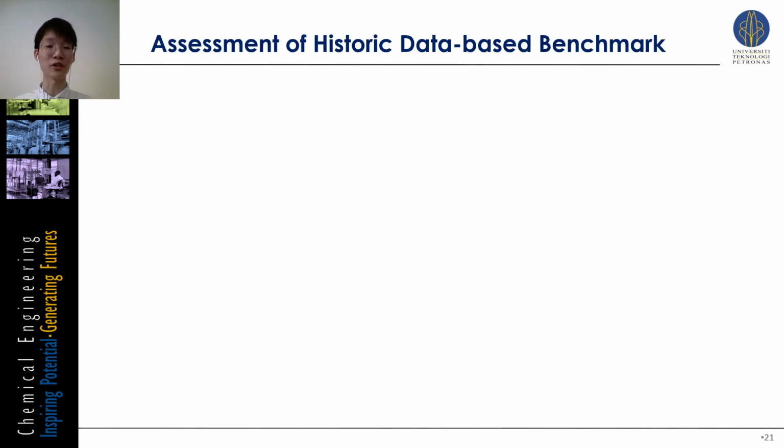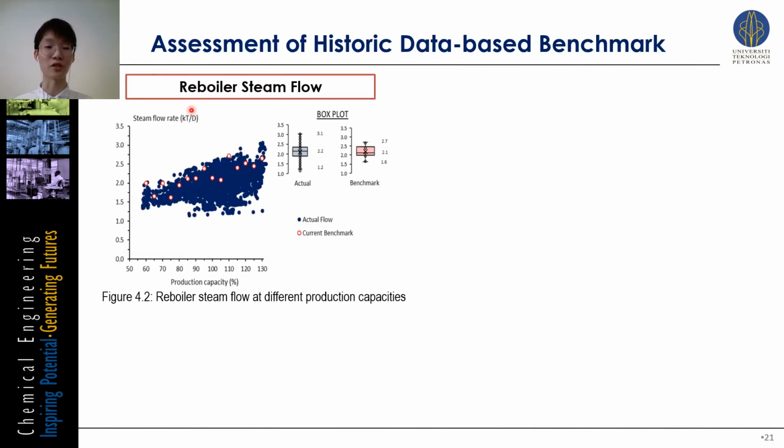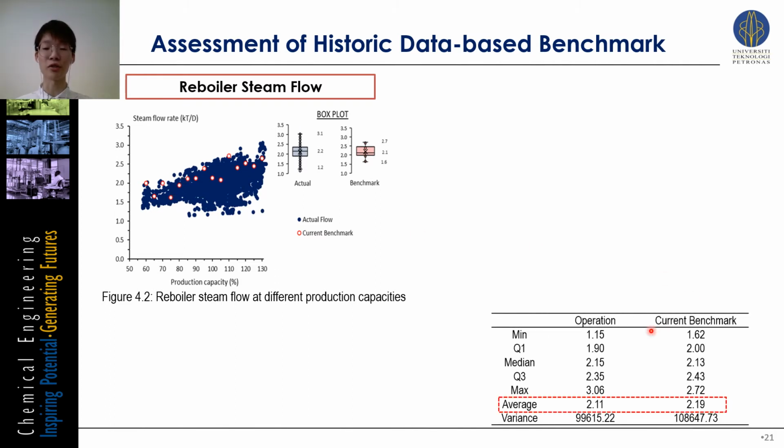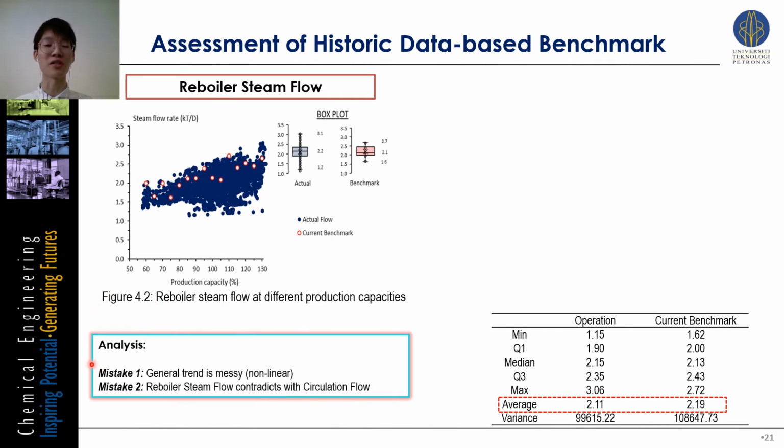Next, let us look into the reboiler steam flow. So here is the graph for the reboiler steam flow, and through ANOVA analysis, it is determined that in terms of the operation, it is averagely operating lower than the current benchmark, for which the operation is 2.11 kiloton per day and the current benchmark is around 2.19 kiloton per day, which is approximately the same. So let us look into the trending of this current benchmark. It is rather scattered and it is not in a linear relationship, which brings me to mistake 1 of this graph. The general trend is messy and it is not linear.